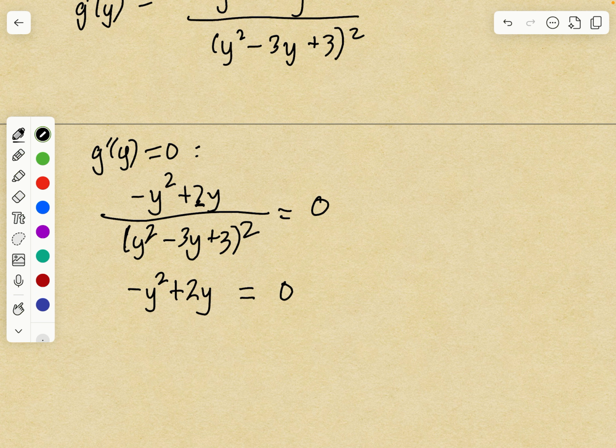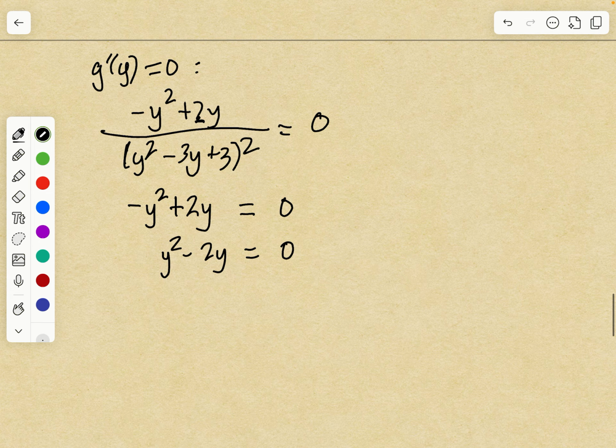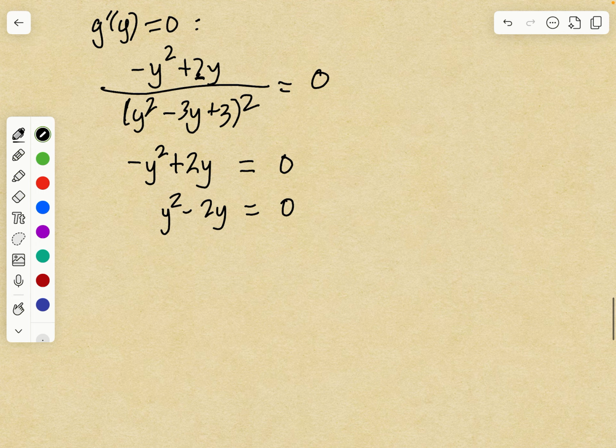Okay. And now what can I do? I can multiply both sides by negative 1, so I'm going to get y squared minus 2y equals 0. It's always a good idea when you have a quadratic to make sure that the coefficient of y squared is positive. It just makes it a little easier to factor. So in this case, we can factor this as y times (y minus 2) equals 0.